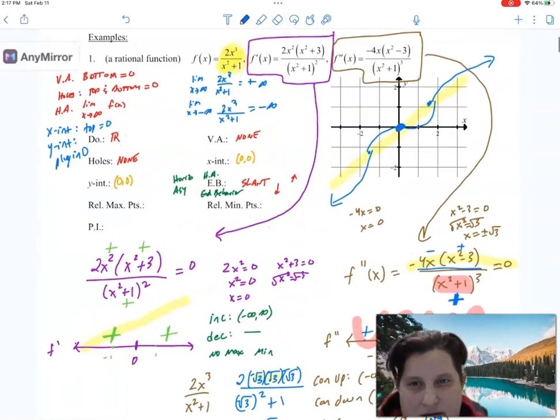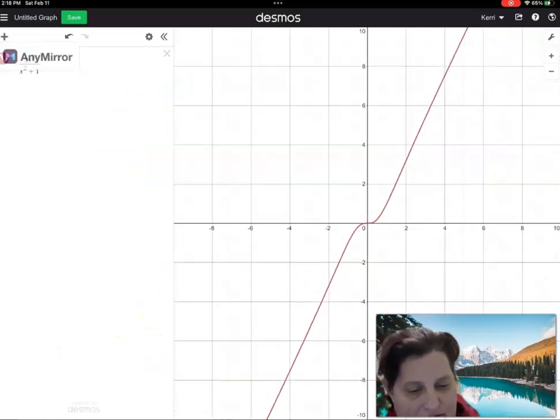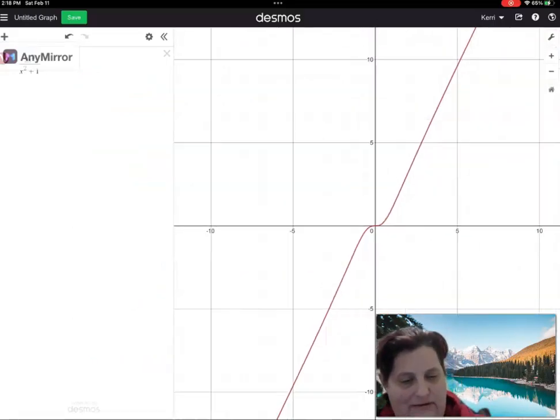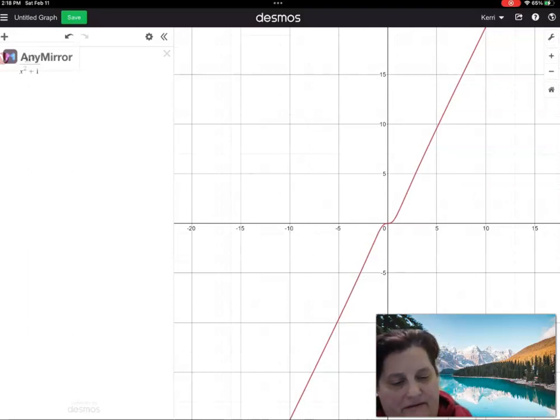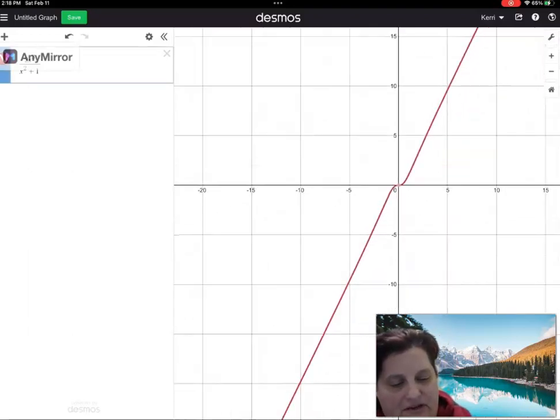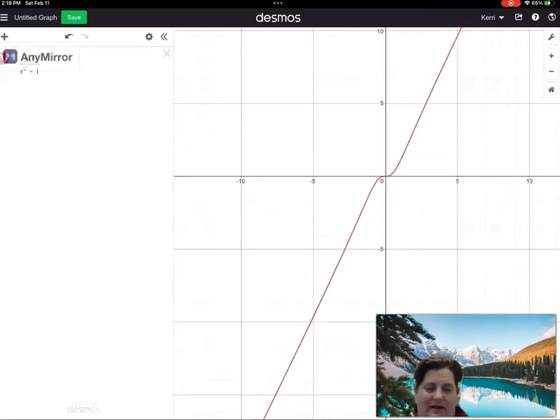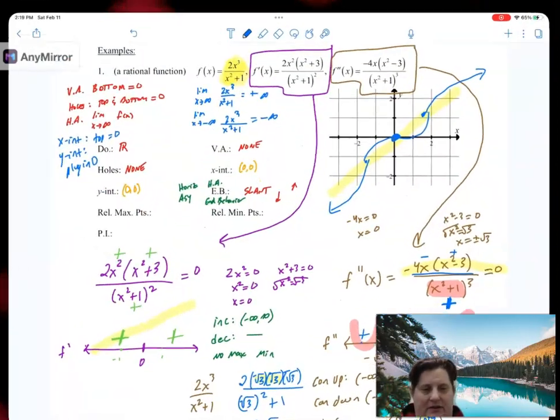So let me put this in decimals and see how close we got. Okay, so here's what I got. I mean, I don't love this picture. It doesn't show me the concavity very well, but it does. It's not a straight line. It has some concavity here, and then it changes, and then it changes, and it changes. Very, very carefully. But anyway, so that's kind of how that goes.